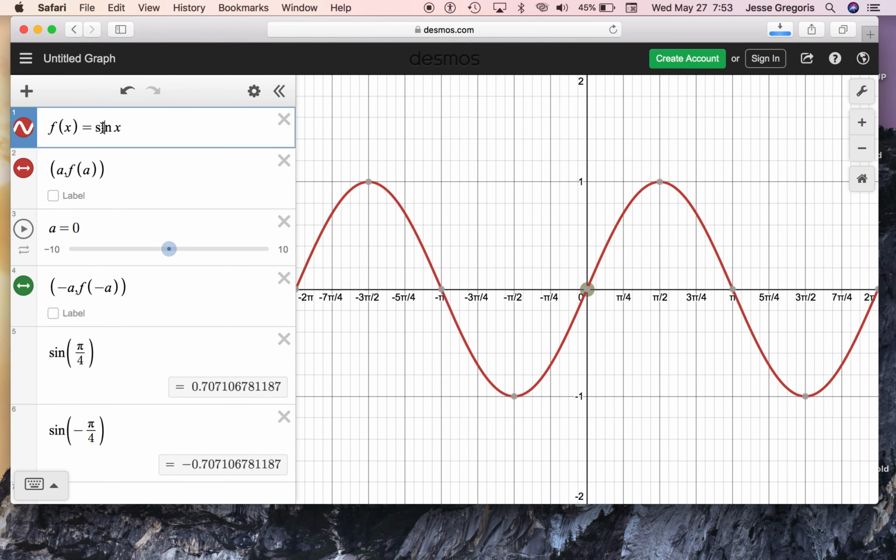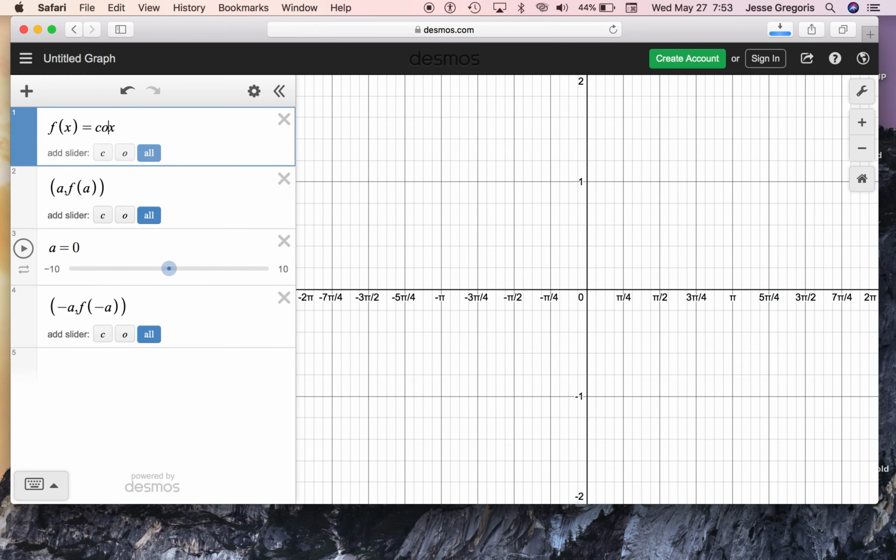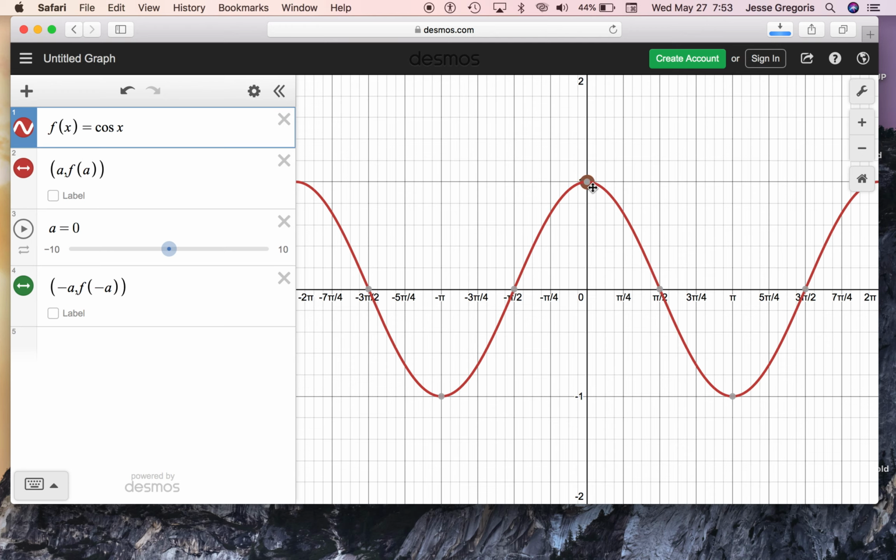Perhaps I should take a look at another function. So I will. I'll get rid of these calculations here and maybe hit pause and make a prediction. What do you think? Is cosine going to be even or odd? Just picture the graph in your head. And yeah, it's got to be even. And you'll see that it is even. It's a perfect reflection across the y-axis.